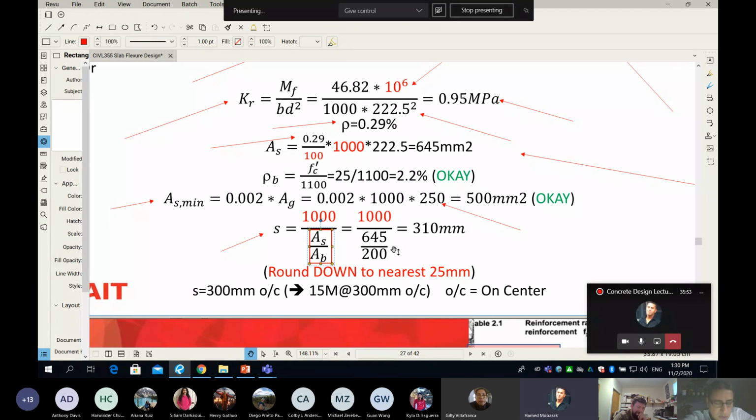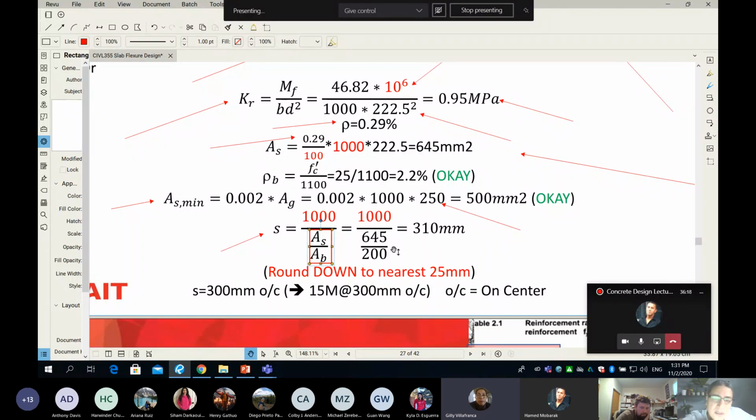Rho? Excuse me? The rho? R? The P. He's saying roll. Roll. No, I'm dividing, Hamid. I'm dividing the area of steel required by the area of a single 15M. There is no area. You're trying to find out how many bars you have.